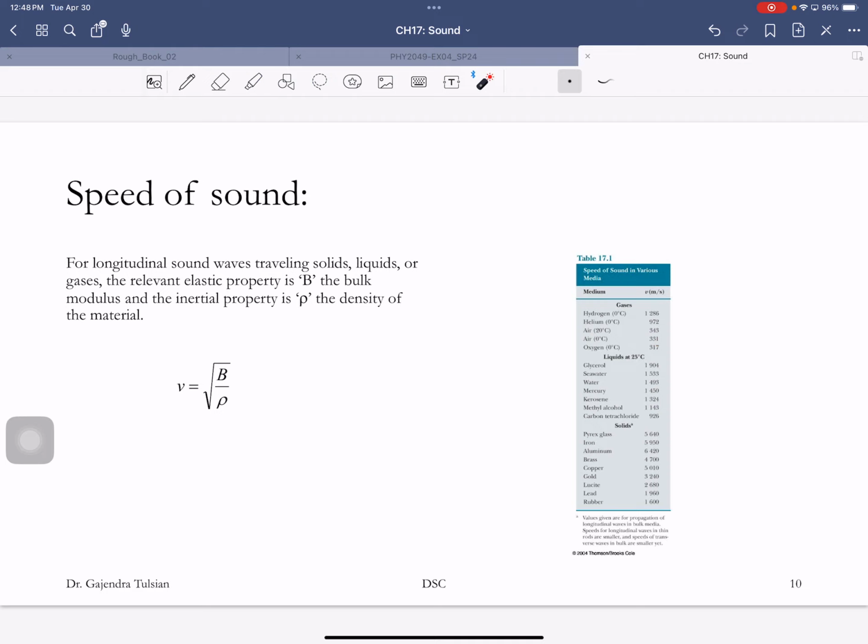So for instance, in air, it's about 340 meters per second. Sound will travel from here to Mainland High School in 1 second. And in liquid, in water, it's 1500 meters per second. So sound would travel from here to Bethune-Cookman College in 1 second. In iron, it's 6,000 meters per second.